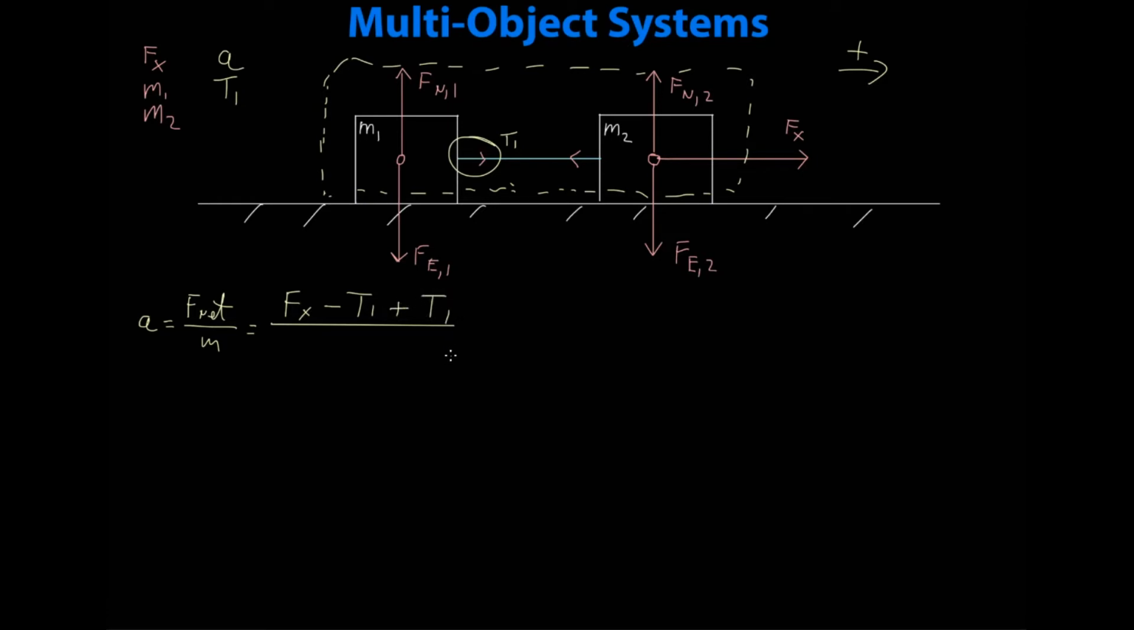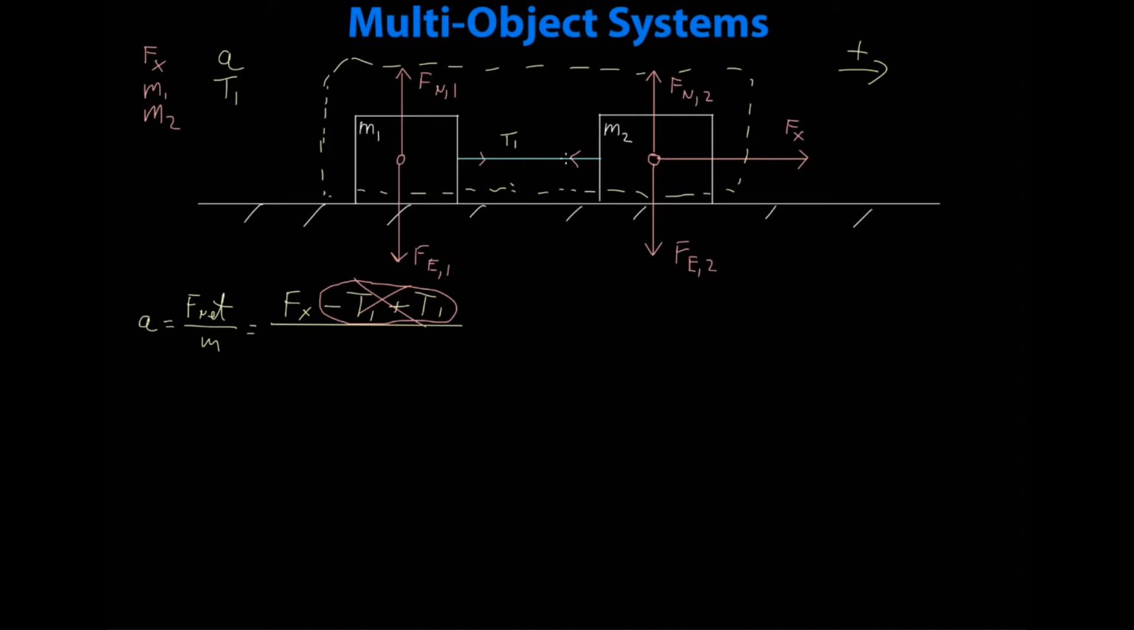So, guess what happens? Well, as you can probably see, the tensions cancel. Tension 1 is pulling on mass 2 to the left, so it's negative. Tension 1 is also pulling on mass 1 to the right, so it's positive.